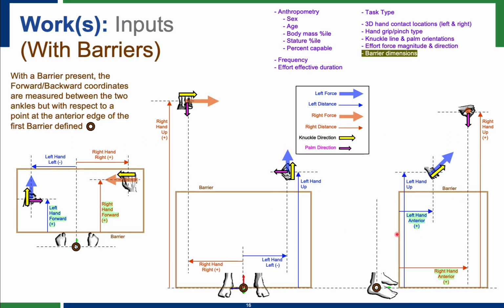But if there's a barrier like a table or a box, like I showed previously, all the measurements are the same except for the anterior measurement is taken with respect to the barrier, so the front edge of the barrier, because we're going to assume someone's going to get as close as they can until their toes get close to it, or their knees, or their hips, or whatever it happens to be for that particular posture.